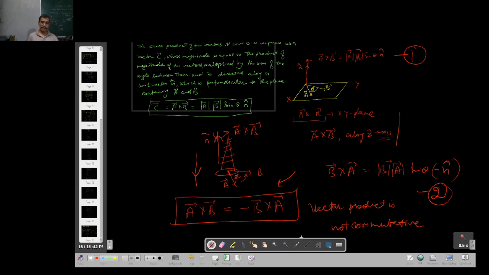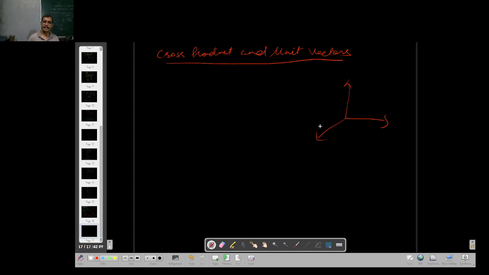Now let us talk about the cross product and unit vectors. Let us consider a coordinate system with the x-axis, where this is i cap, this is j cap, and this is k cap.